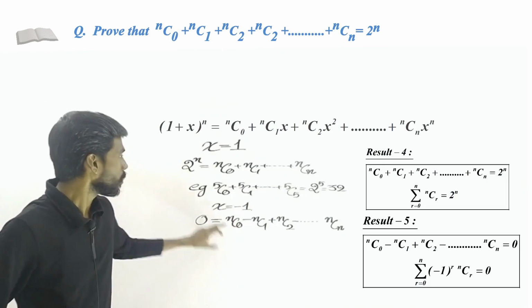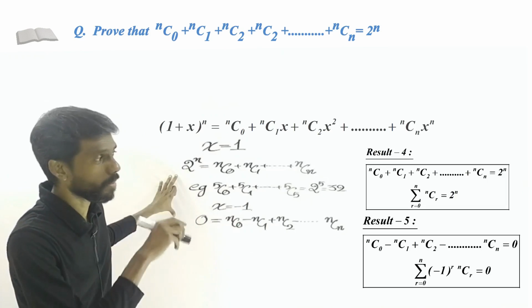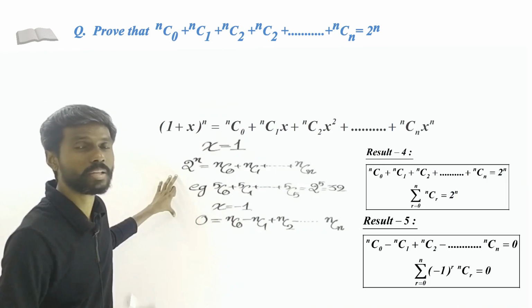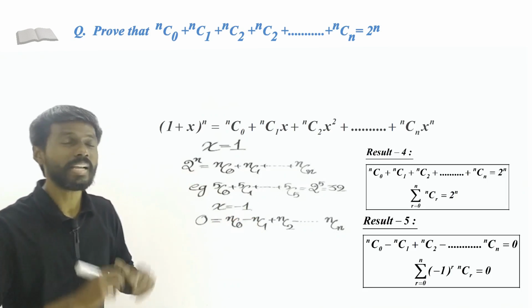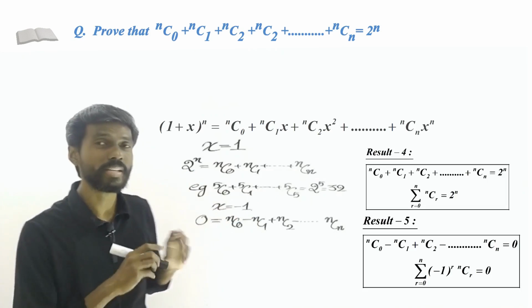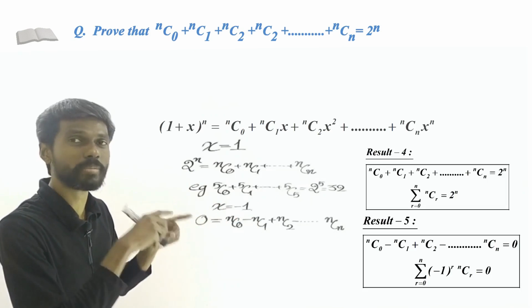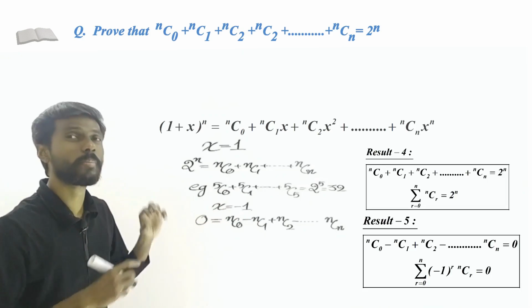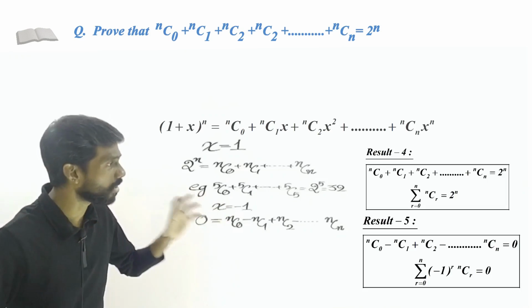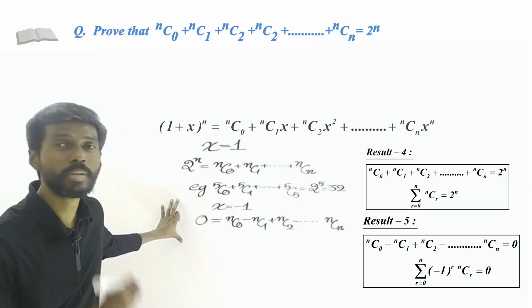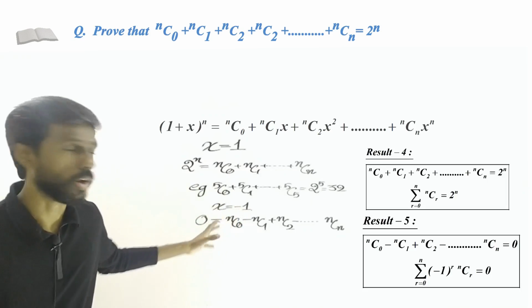Alright, so this is one result: the sum of all binomial coefficients, the sum of all NCR, equals 2 to the power n. Now here, alternate plus minus can be written as the summation of minus 1 to the power r NCR, correct? So alternate plus minus, odd means minus, even means plus, so minus 1 to the power r NCR, that summation equals 0. So this is the next set of results about the binomial coefficients that you have to remember.